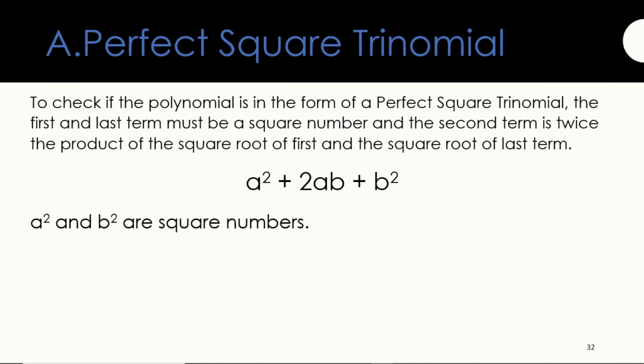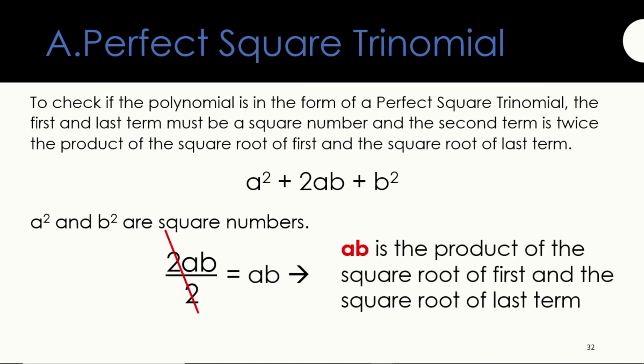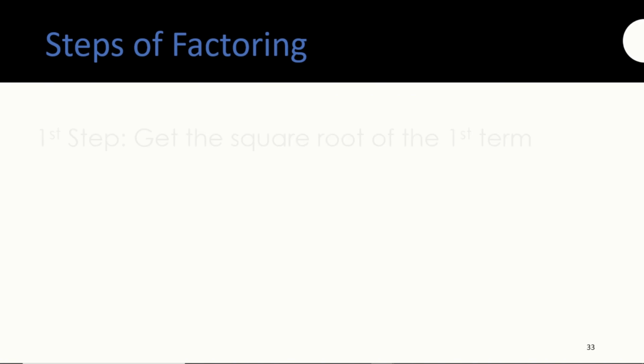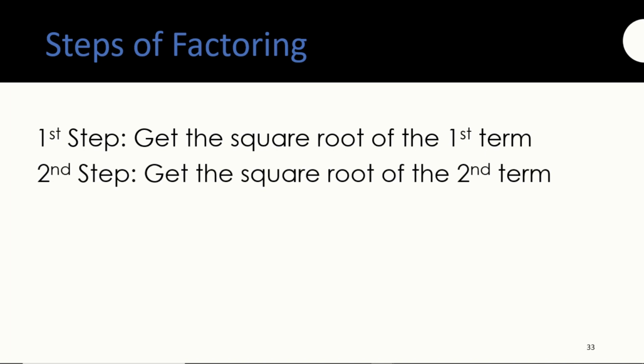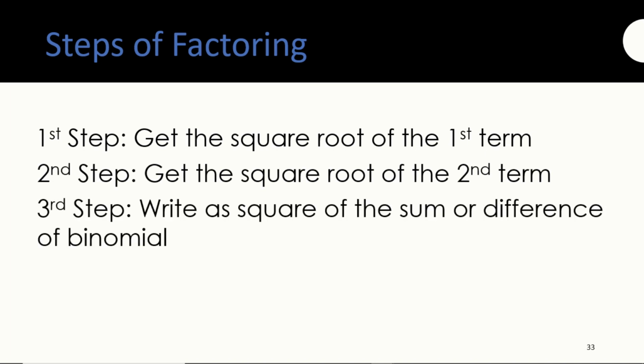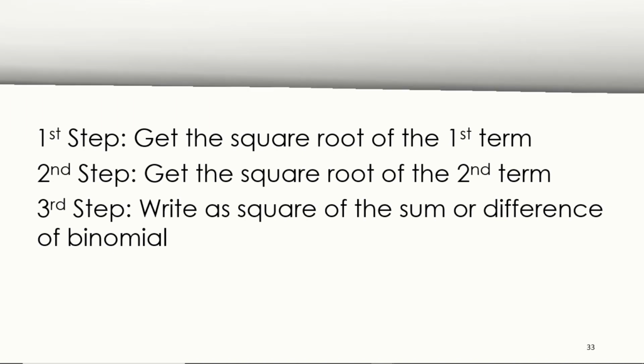Then the second term, to check if it is a perfect square trinomial, we have 2ab. If we divide this by 2, we can cancel 2, then we have ab. So we can see that ab is the product of the square root of the first and the square root of the last term. For the steps in factoring, first step is get the square root of the first term. Second step is get the square root of the last term. Third step is write as square of the sum or difference of a binomial.